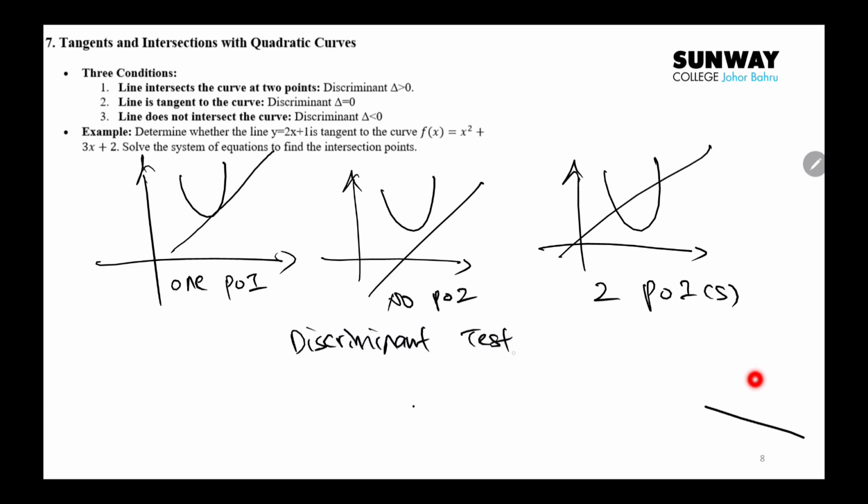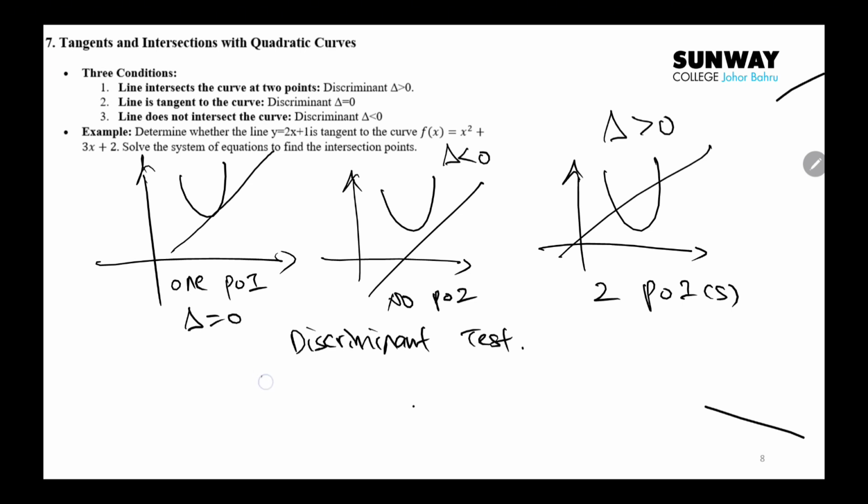So for us to have 2 intersections, the discriminant must be bigger than 0. If you would like to have only 1 intersection, the discriminant is equal to 0. For no point of intersection, that will mean your discriminant must be smaller than 0.